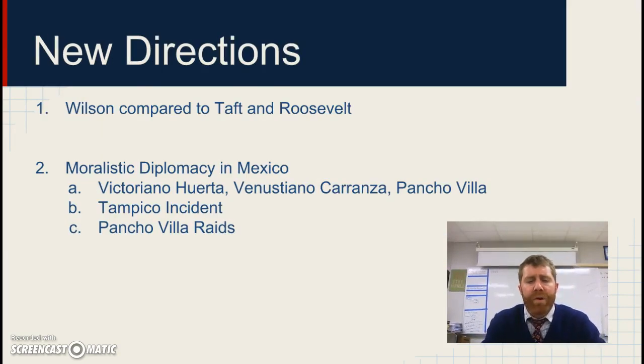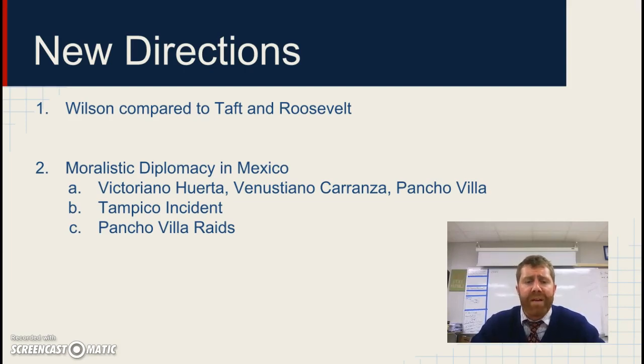Alright, looking at Woodrow Wilson's foreign policy. This was a new direction in foreign policy. Woodrow Wilson took a very different path in foreign policy when you compare it to his two predecessors. Wilson was a pacifist at heart and a peacemaker. And because of that, he hated this in-your-face policy of TR's big stick and that dollar diplomacy of William Taft.